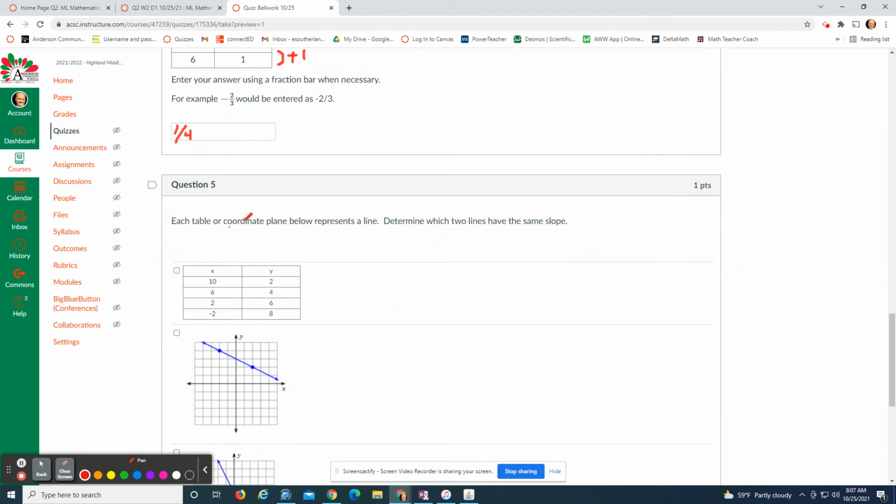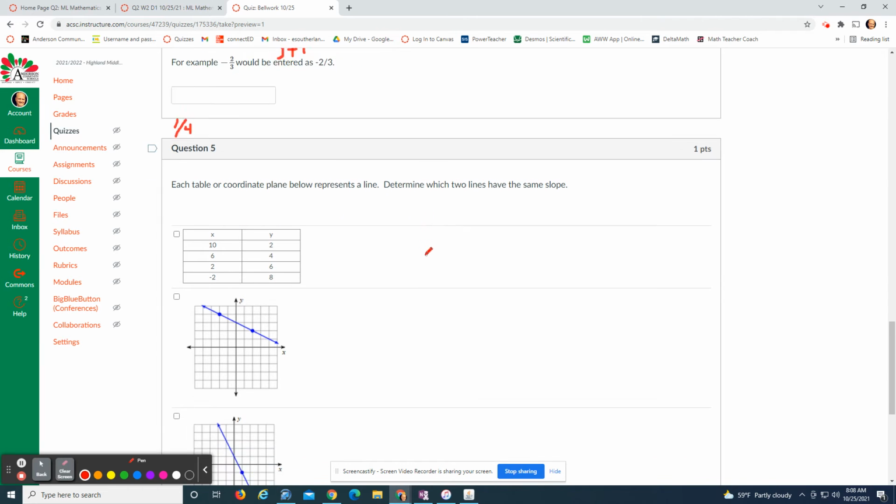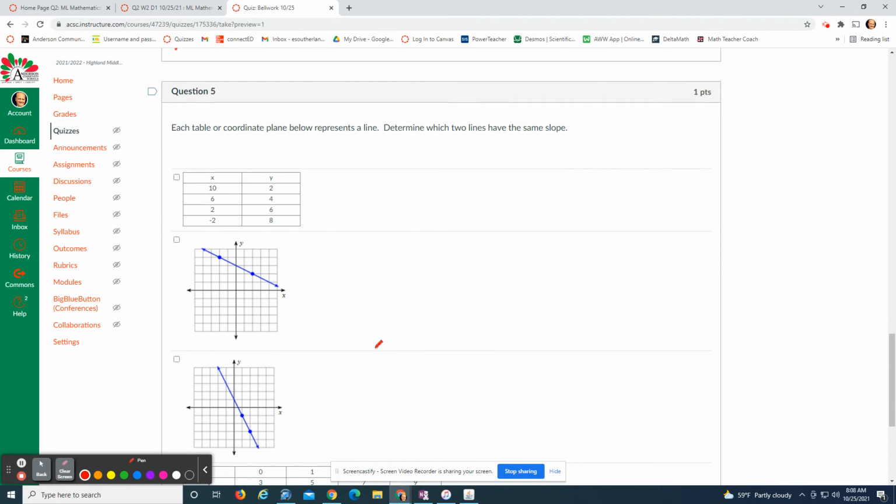All right, now this is a different type of question. We haven't had this yet. It says each table or coordinate plane below represents a line. Determine which 2 lines have the same slope. So how am I going to do that? You've got to figure out the slope on all of them. That's right. So this one's going to be +2. And then this one's going to be -4.